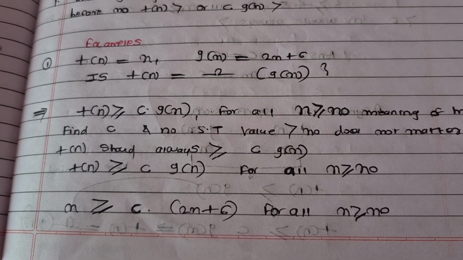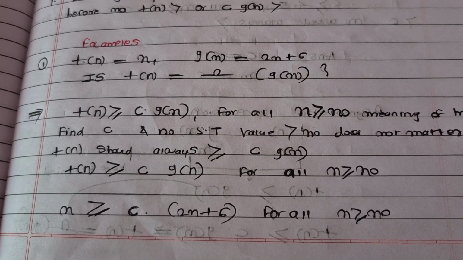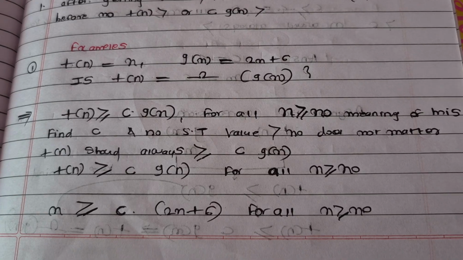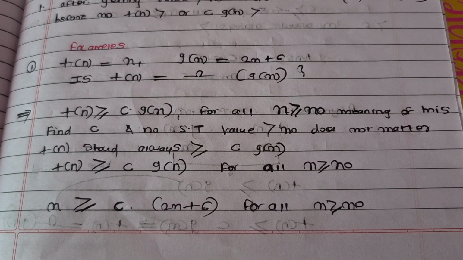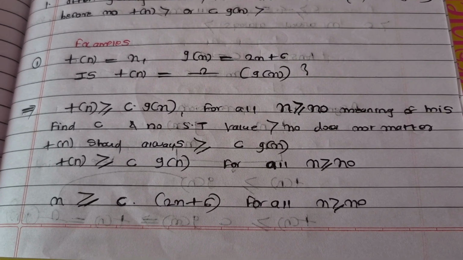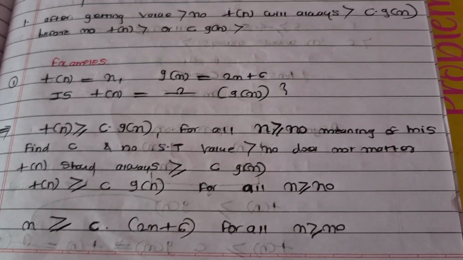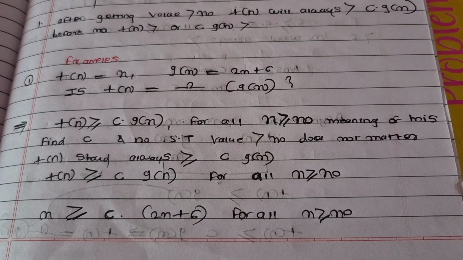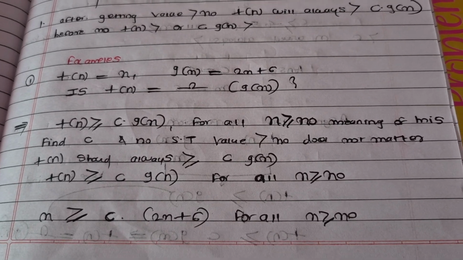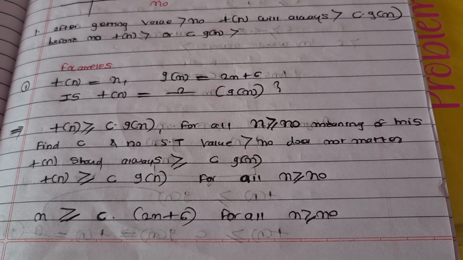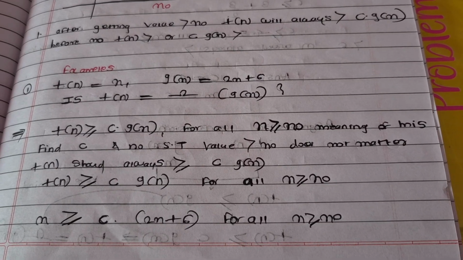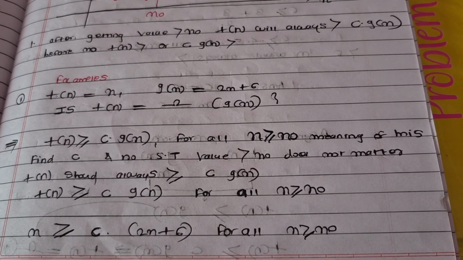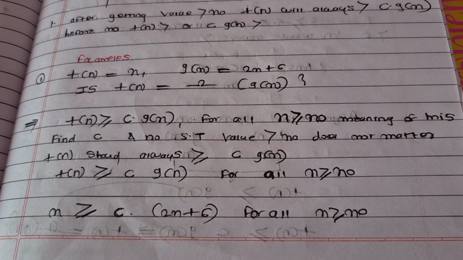You can see we need to find if T(n) is equal to big omega of g(n). So the equation is T(n) greater than or equal to c dot g(n) for all n greater than or equal to n naught. The meaning of this is we need to find c and n naught such that, whenever n is greater than n naught, T(n) should always be greater than or equal to c dot g(n).